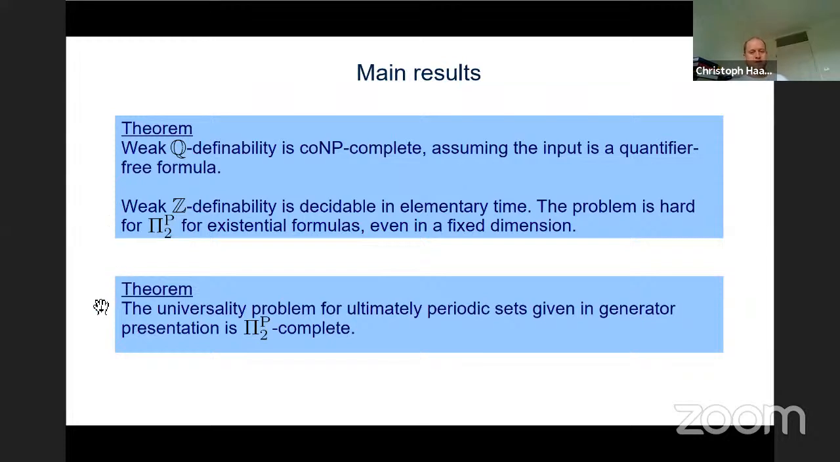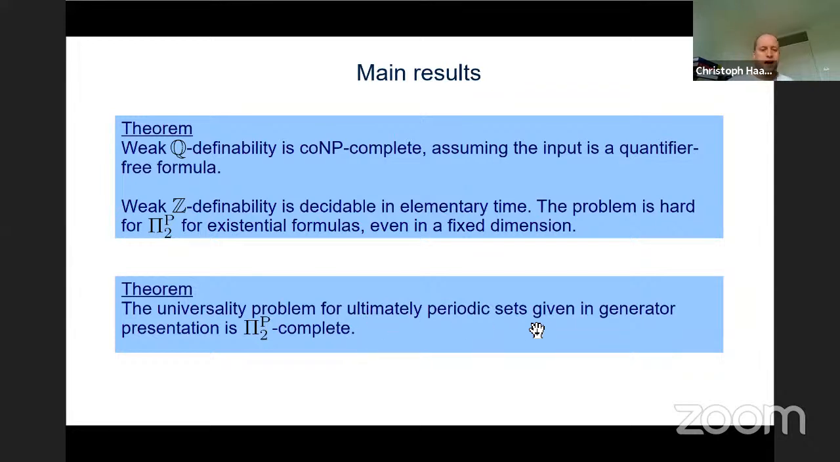A nice side result that we obtain is the following. In order to show this Pi_2^P lower bound for the weak Z definability problem, we show that the universality problem for ultimately periodic sets given in generator representation is Pi_2^P complete.